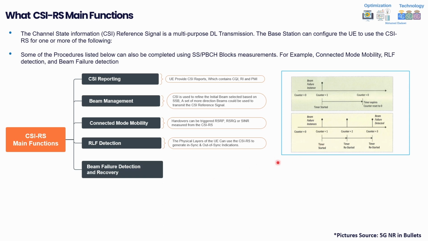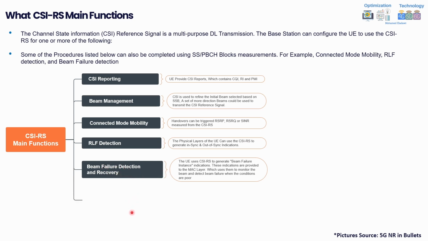Then this part is about beam failure detection and recovery. It's similar, but the beam recovery is the MAC layer's responsibility. This can also be done through measuring the CSI-RS. For example, if you have a very bad level during beam switching, a beam failure instance will be reported. If, based on the configuration, it reaches a particular threshold, it is considered beam failure detection, and after that the UE will start trying to make the recovery. So the CSI-RS is also being used for this part.